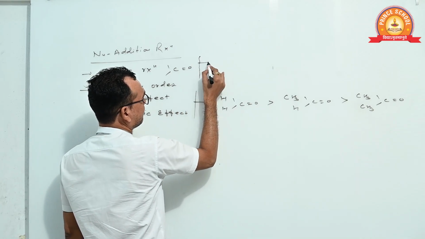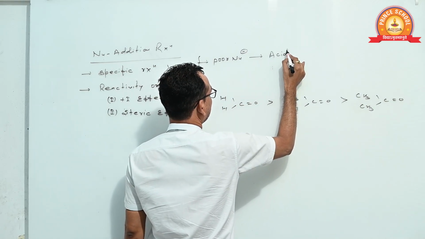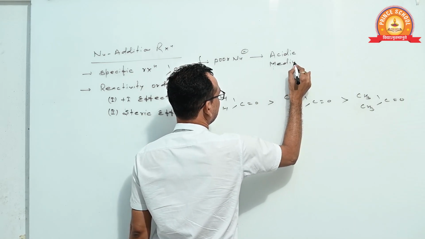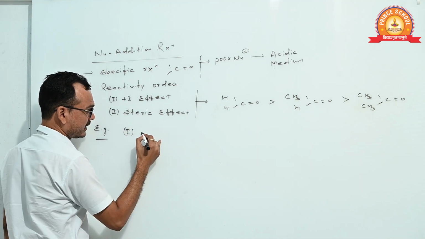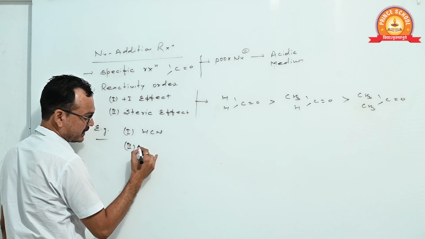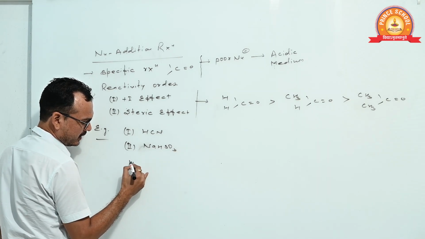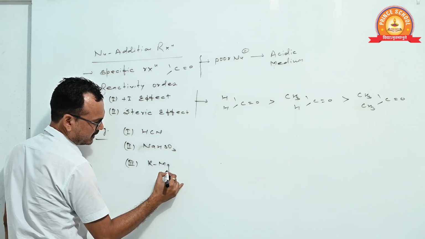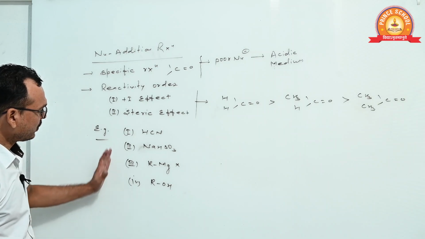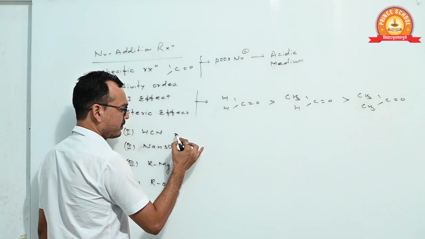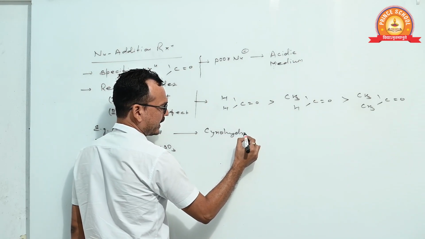And suppose what do you have? If you have a poor nucleophile, then the reaction proceeds in acidic medium. Is that clear? And the examples of the nucleophilic addition reaction: first is with HCN, second is with NaHSO3, third with RMgX, and fourth with alcohol. All 4 reactions are important. What happens when a carbonyl compound reacts with HCN? Then it gives the cyanohydrin. Clear?